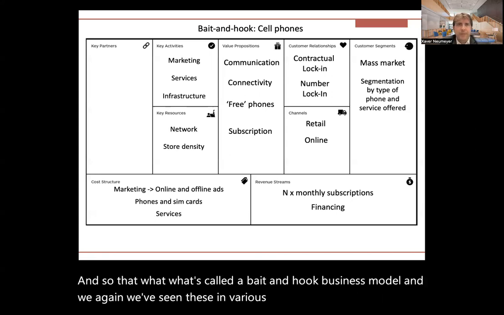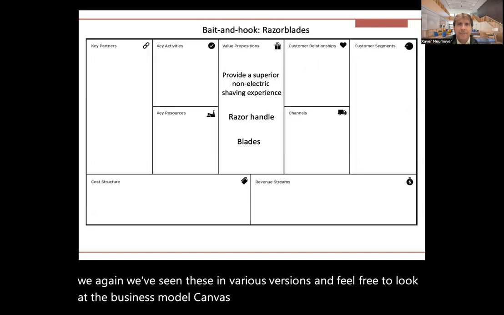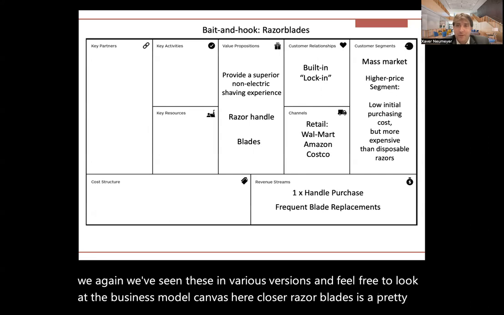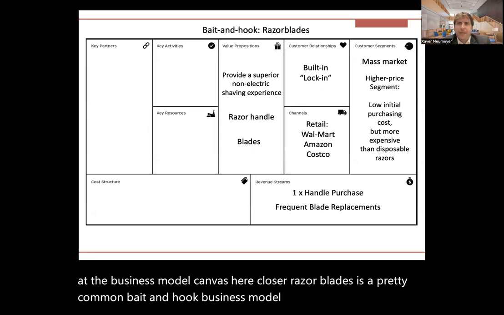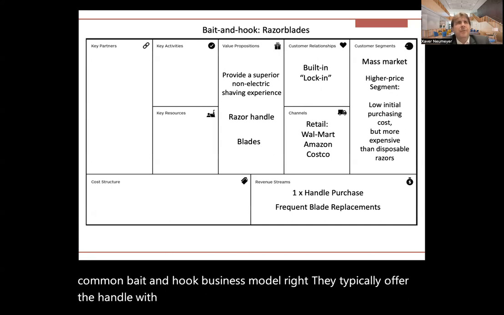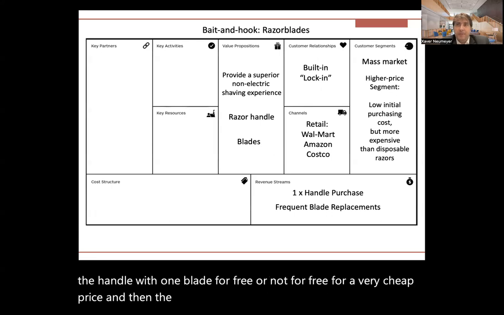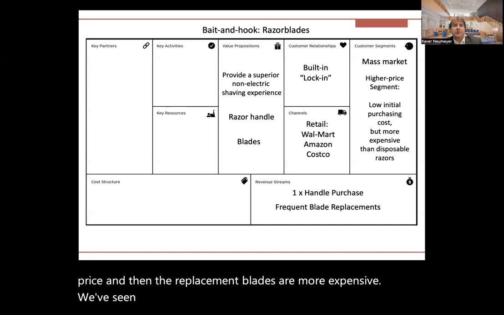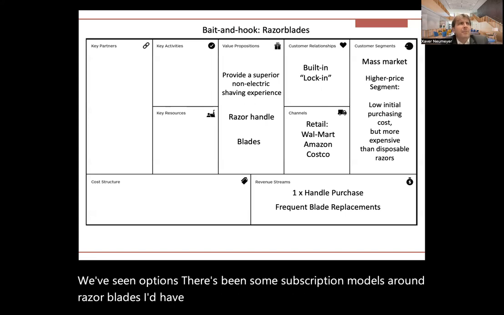And feel free to look at the business model canvas here closer. Razor blades is a pretty common bait and hook business model, right? They typically offer the handle with one blade for free, or for a very cheap price. And then the replacement blades are more expensive. We've seen options too. There have been some subscription models around razor blades. I'd have to remember the names of these, but you can look that up online.